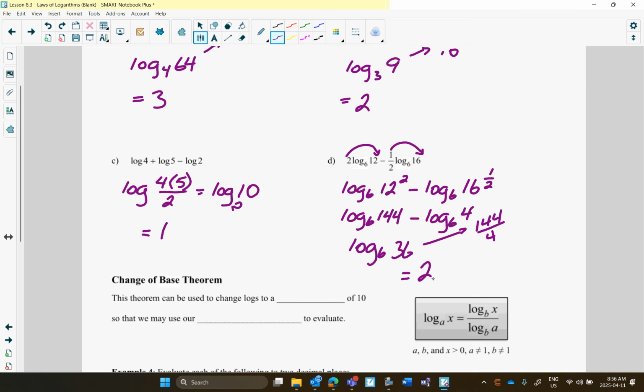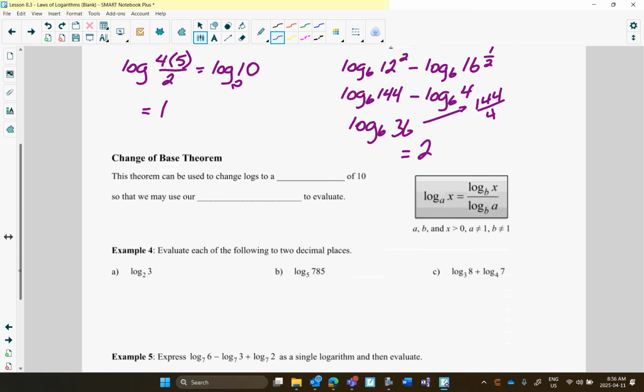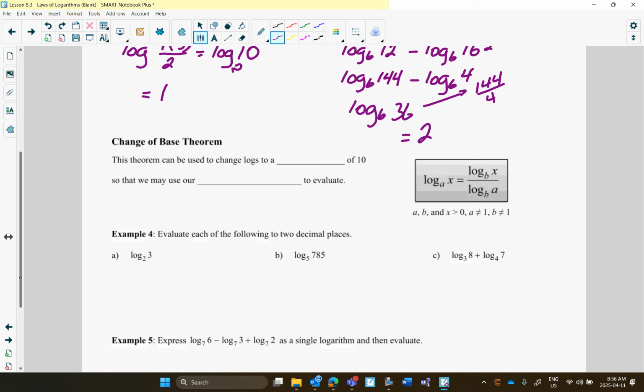Okay, final thing. All of these logs we've been calculating, you've been able to do mentally. They've worked out nicely, haven't they? Like this has worked out nicely to 2. This has worked out nicely to 1. They all work out nicely to whole numbers or integers. Sometimes the answer might be negative.